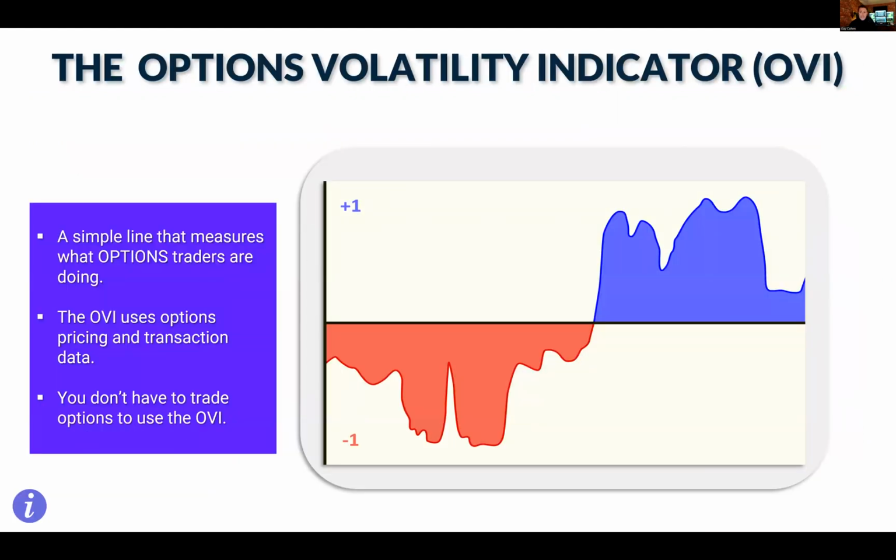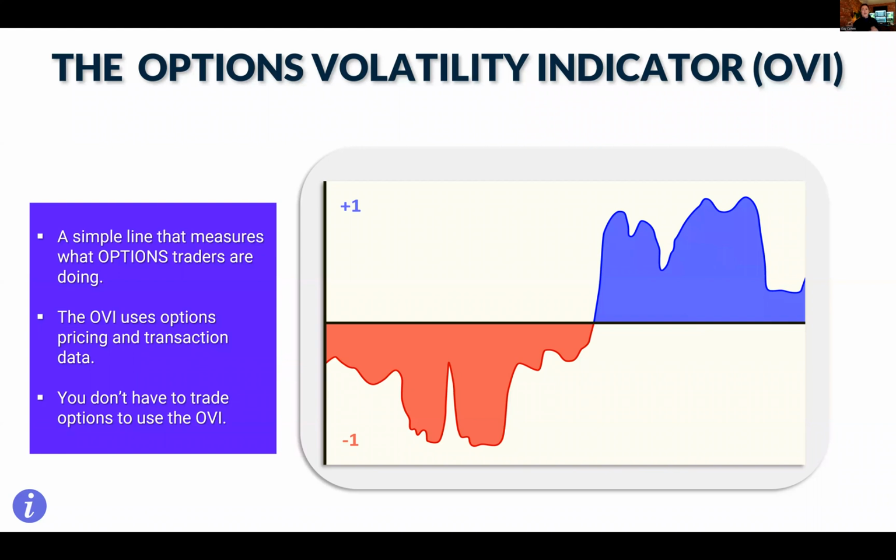So to that end, I created an indicator. It took about 20 years to do, but let's go into it. The Options Volatility Indicator, or OVI for short. All it is, or the way it's displayed, is a line that has a minimum of -1 and a maximum of +1. When it's in positive territory, it's correlating with bullish sentiment, and in negative territory, we hope it's correlating with bearish sentiment. That simple.